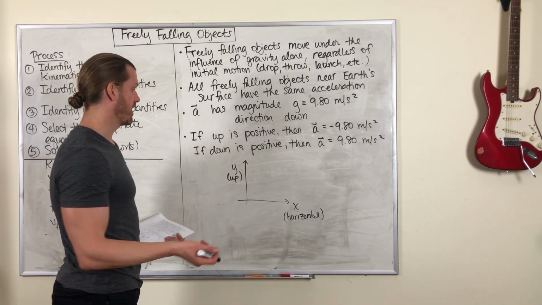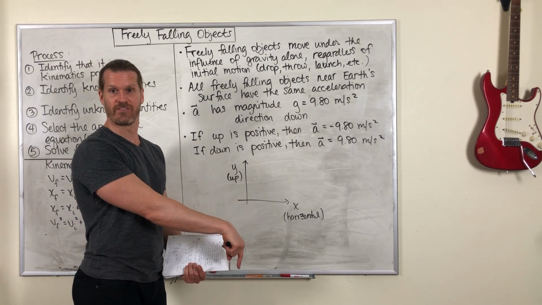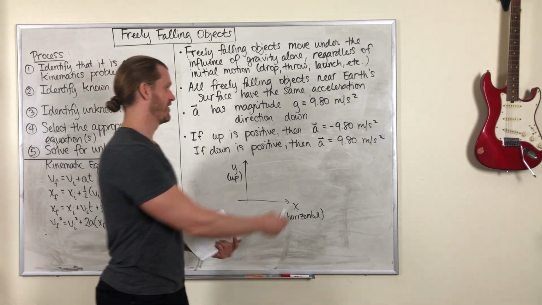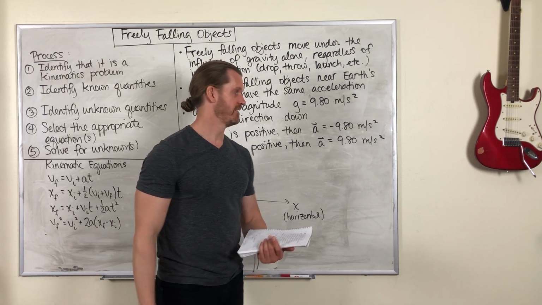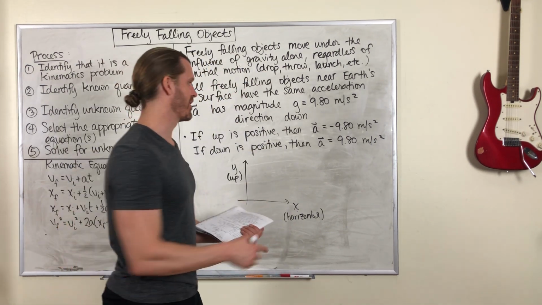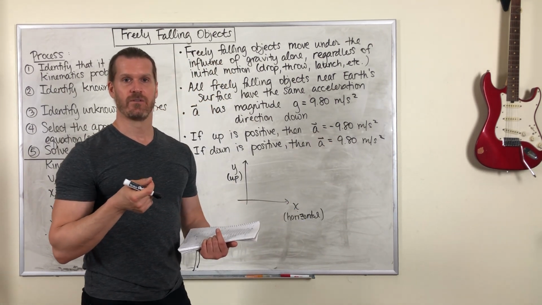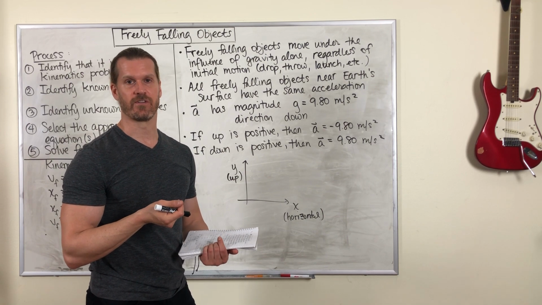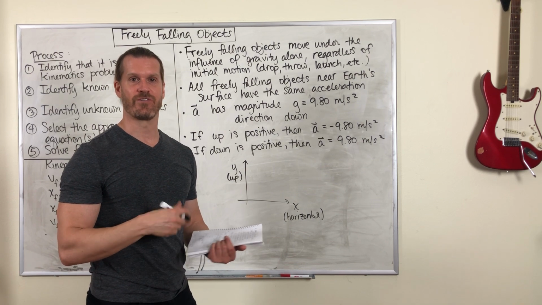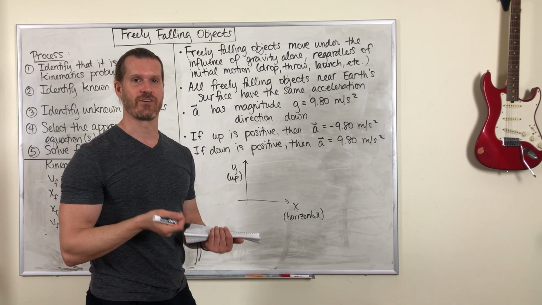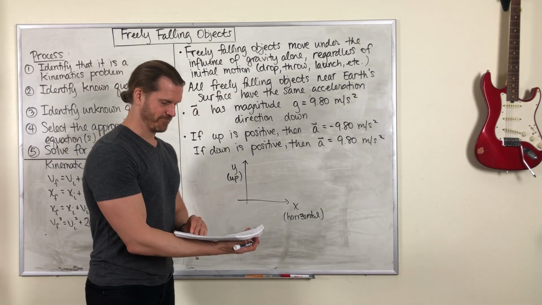Sometimes we'll encounter a coordinate system where the down direction is considered positive. When that's the case, then the acceleration vector would be positive 9.8 meters per second squared. Again, just to emphasize this point, this minus sign or lack of a minus sign is just telling you what coordinate system you've chosen. Gravity always accelerates you downward, and whether you want to call that positive or negative depends on your choice of coordinate system. Okay.